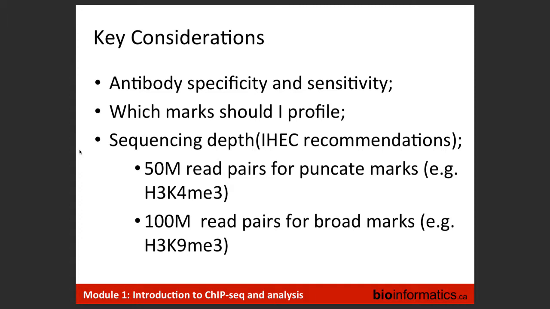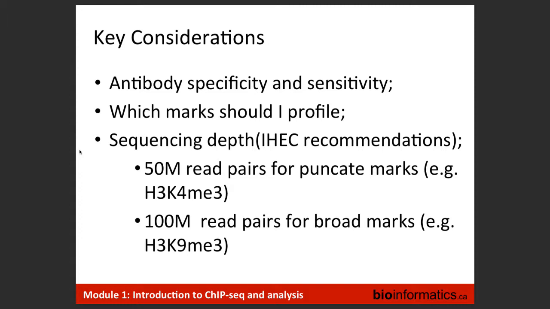Another question that you ask is, which marks shall I profile? Well, it depends on the question that you're asking, of course. If you're looking at regulatory states, K27 acetylation is a very popular choice. I could say that if I had a limited budget and I couldn't do all six, what are the sets that people typically do? That would be H3K4 trimethylation to mark promoters, polycomb H3K27 trimethylation for the reasons that I outlined, and then H3K27 acetylation to mark enhancer states. That's a common set that people will use. And then you can add others to it on top, but that's a nice core set to begin with.